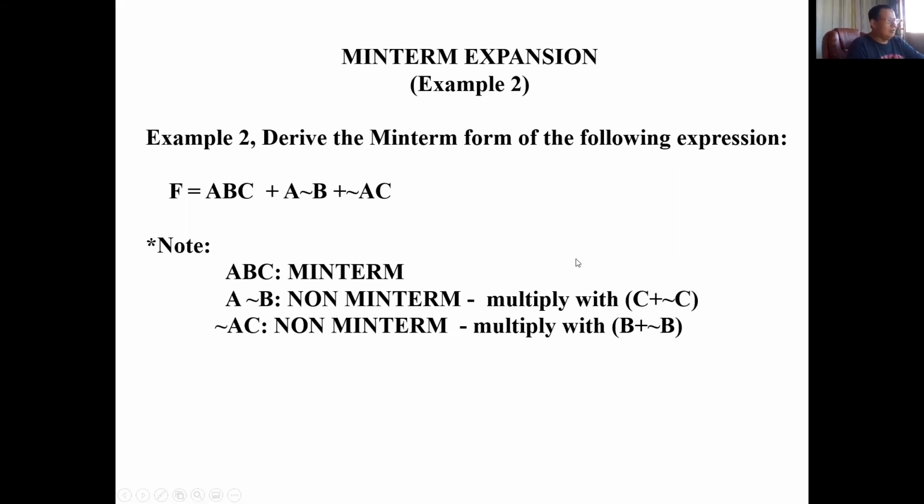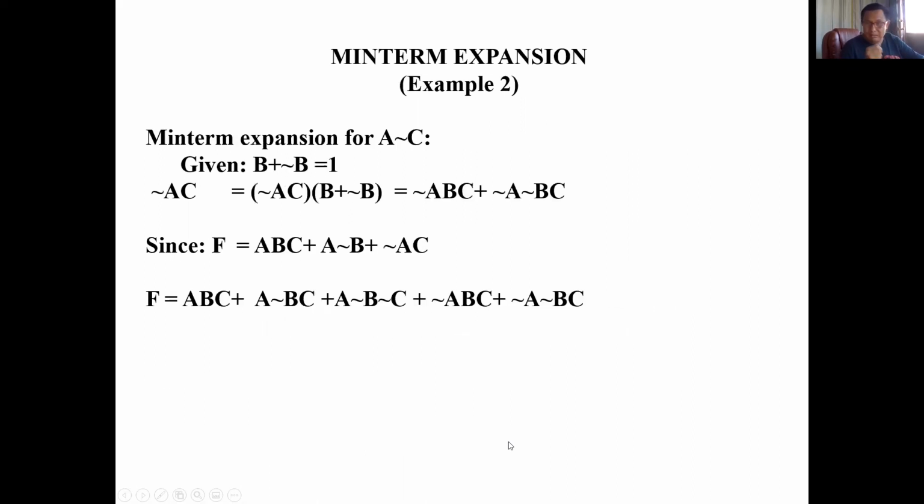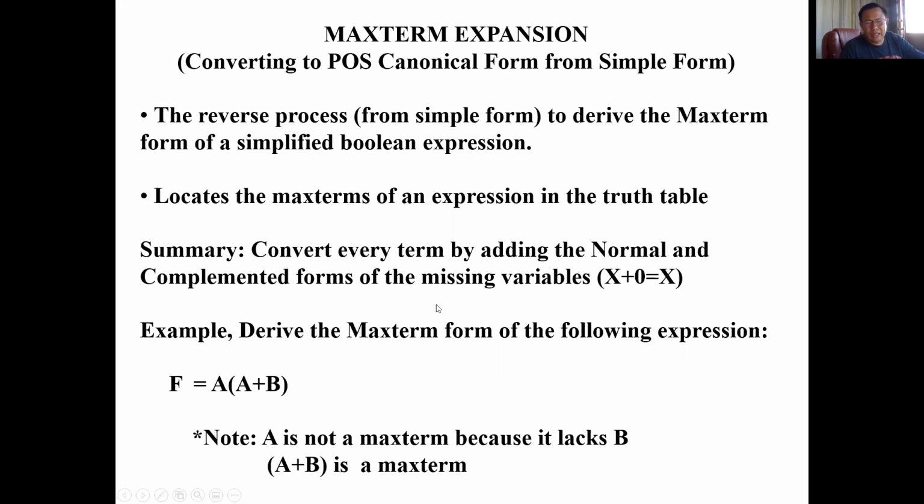Do you follow? So minterm expansion for A not B: A not B is equal to A not B C plus A not B not of C. So this is not new algebra, okay? It's just a simplified form of algebra. A not C, we'll multiply it with B plus not of B and distribute. So we'll have this, and we add them together and combine like terms. And then we can locate them from the truth table. Do you follow?